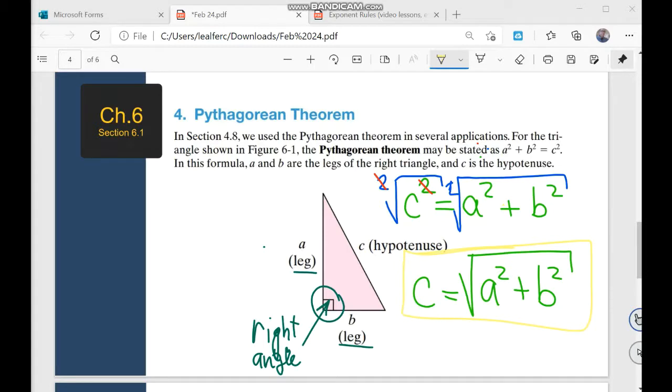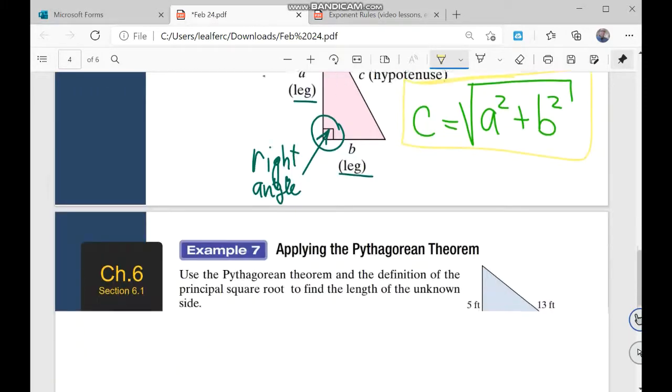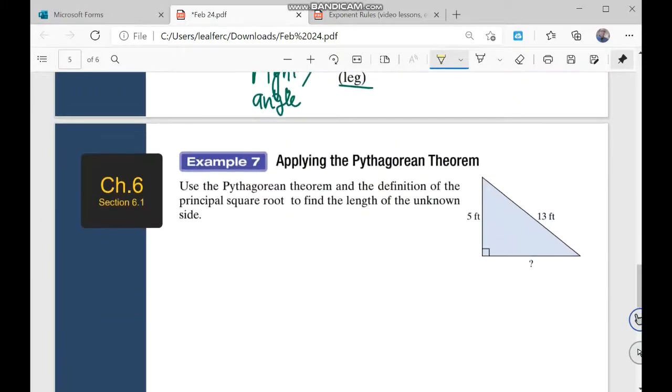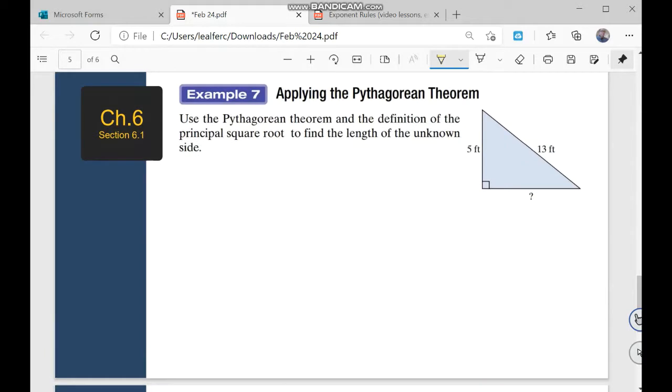Now we're going to solve an example applying the Pythagorean Theorem to illustrate, and we're going to have a few questions about the Pythagorean Theorem on the quiz today. Example 7, applying the Pythagorean Theorem. Use the Pythagorean Theorem and the definition of the principal square root to find the length of the unknown sides.